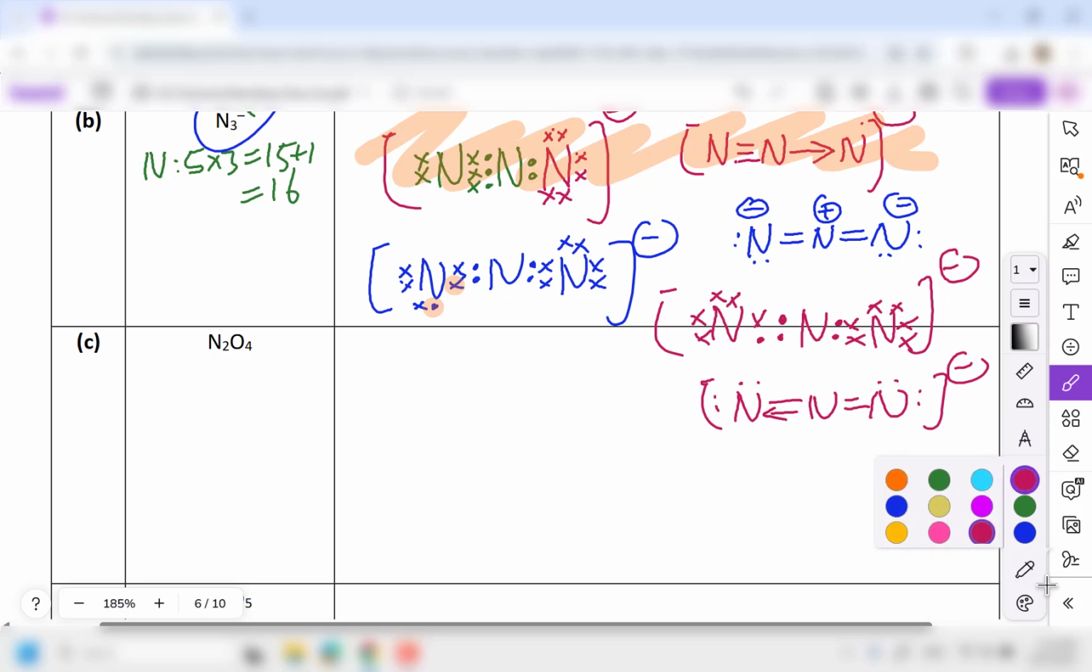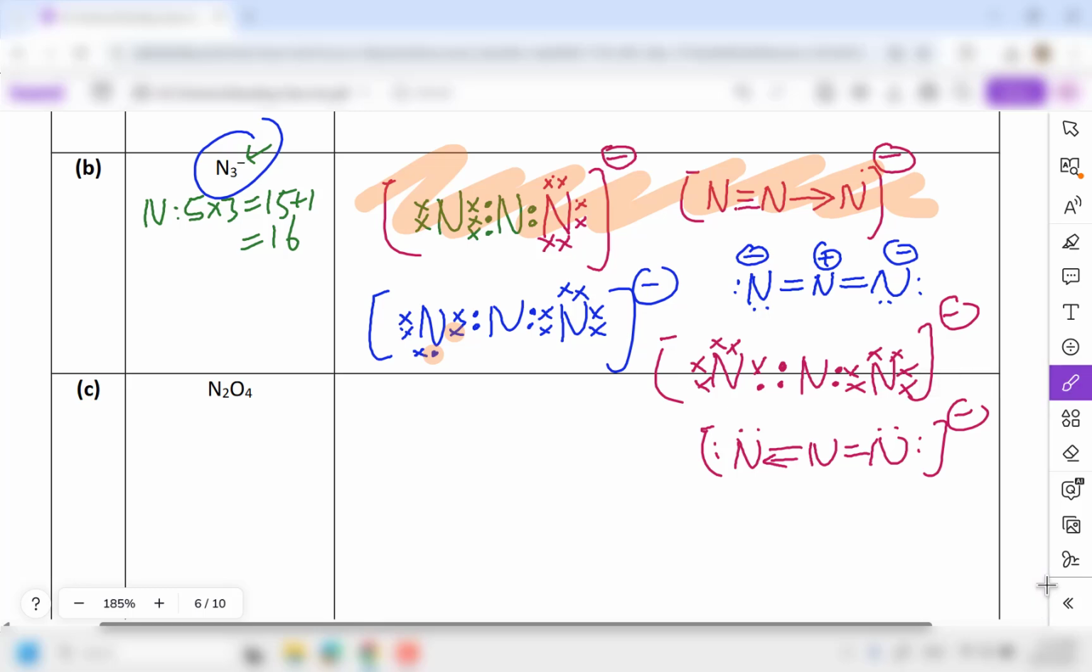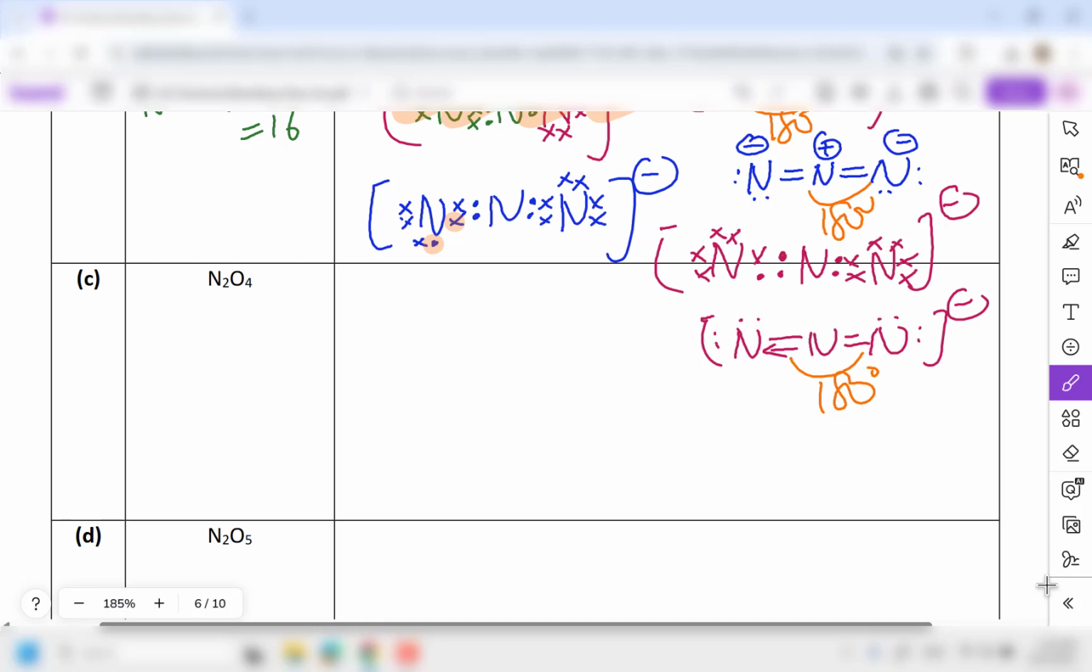Might be easier for some of us. Really depends. All roads lead to Rome. You decide which is the strategy you want to use. So whatever the case is, the bond angle is 180, shape is linear. So you notice that no matter what strategy we use, it will not change the final outcome. Next we look at N2O4.